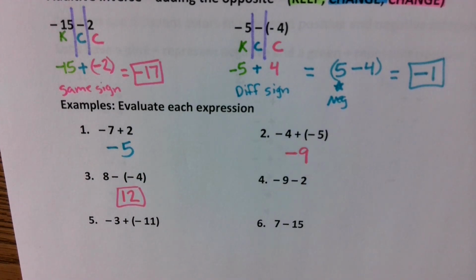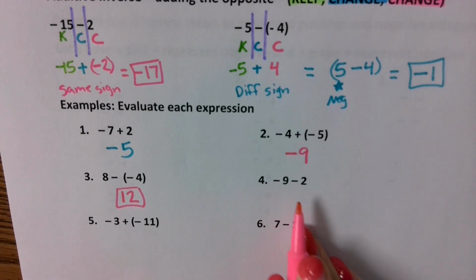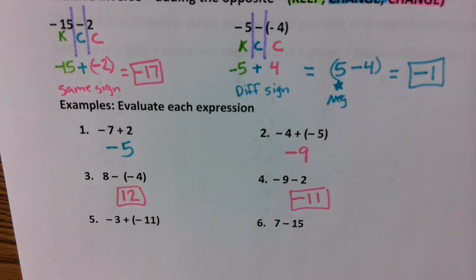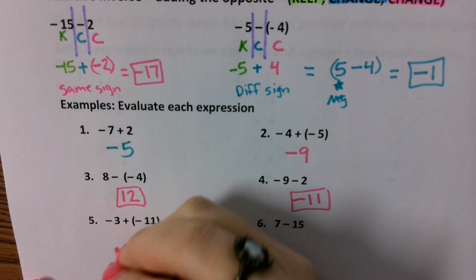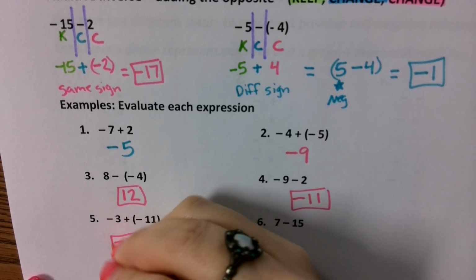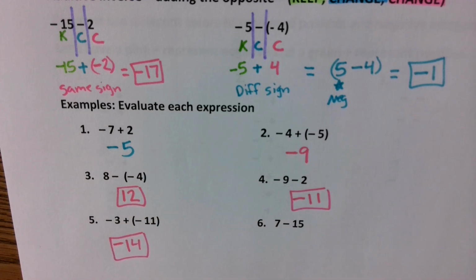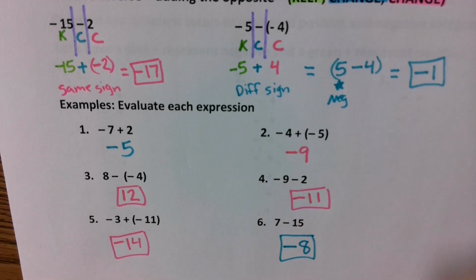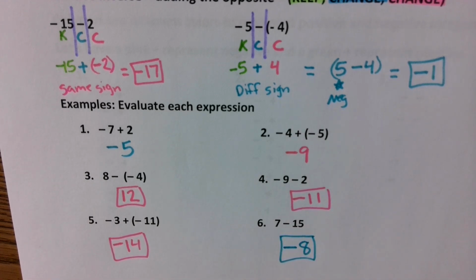Number 4. -11. You're gonna keep, change, change. Then there'll be same signs, add and keep. So -11. Number 5. -14. Same signs, add and keep. Number 6. -8. You got to keep, change, change, and then they're different signs. So -8. All right. Let's flip it on over to the next page.